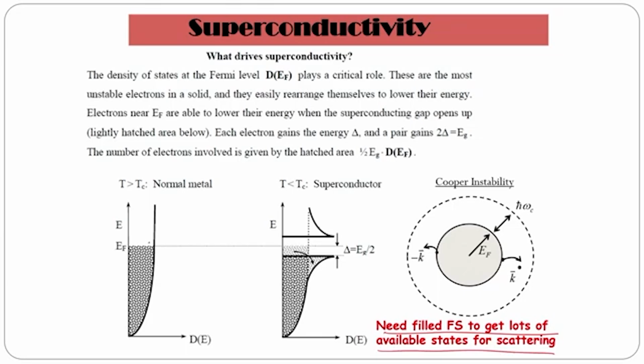Okay, so this is a metal, T greater than Tc, and in all these metals the electrons are filled all the way up to the Fermi energy. And in a superconductor, as you lower the temperature, an energy gap is created at the Fermi level. Okay. And the density of states gets slightly modified there.